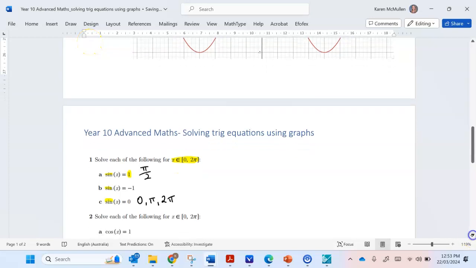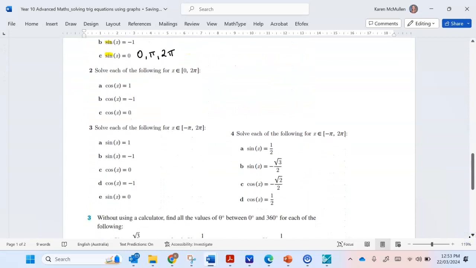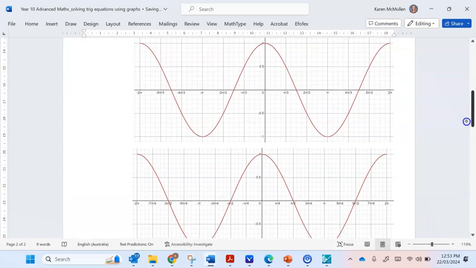All right, so just looking at the next one, doing the same thing for cos. And in question 3, this time we're just extending that domain. So instead of going from 0 to 2 pi, we're going from negative pi to 2 pi. All right, so let's do a cos one. So let's do cos x equals a half. All right, so we go to our cos graphs. All right, so there they are there. So remember, we're looking at cos x equals a half. So we'll just draw a line at y equals a half.